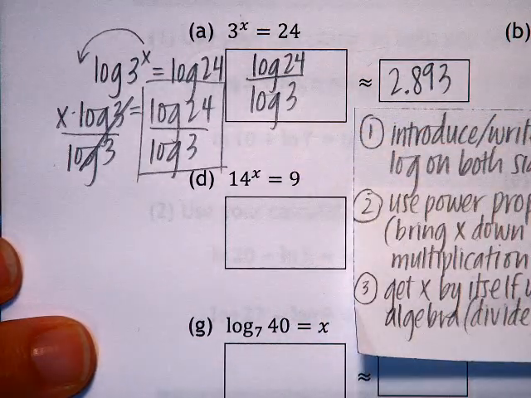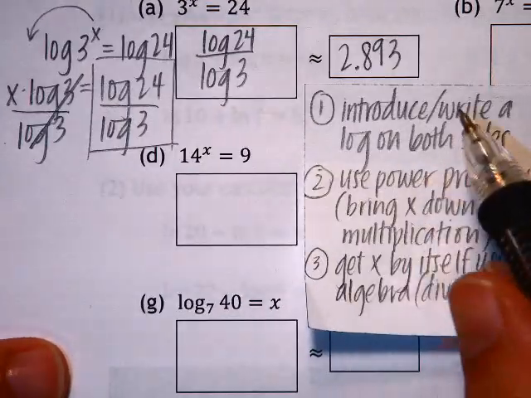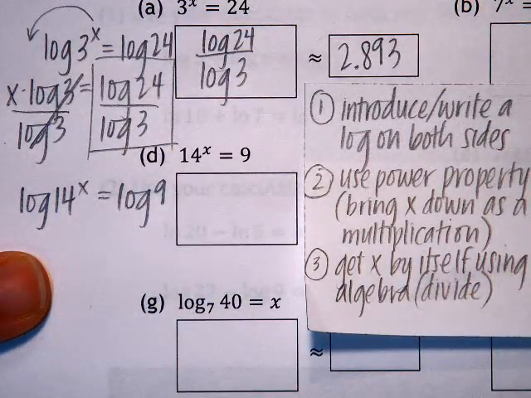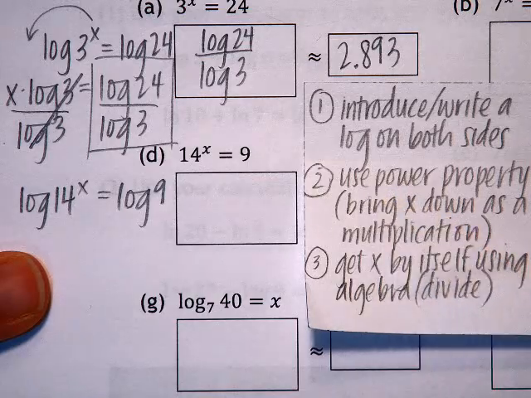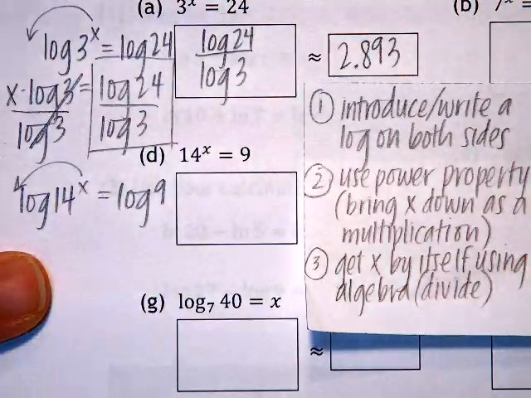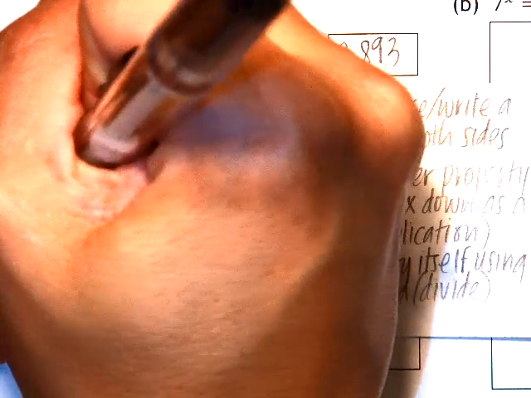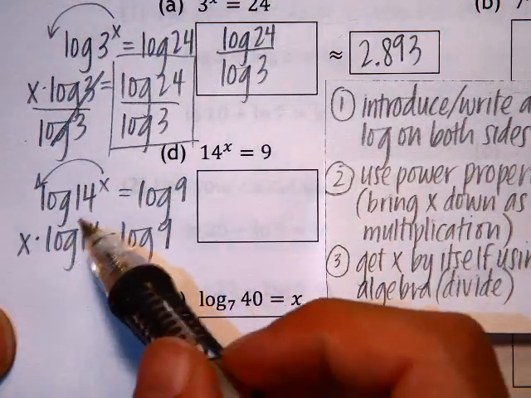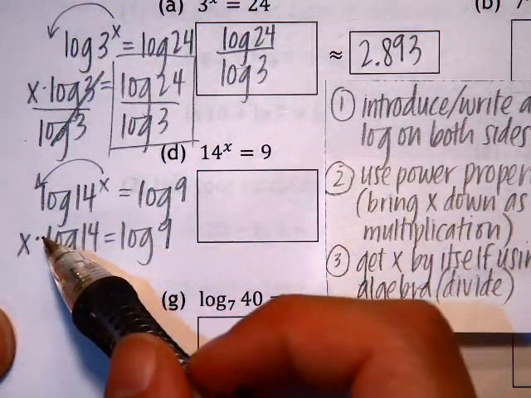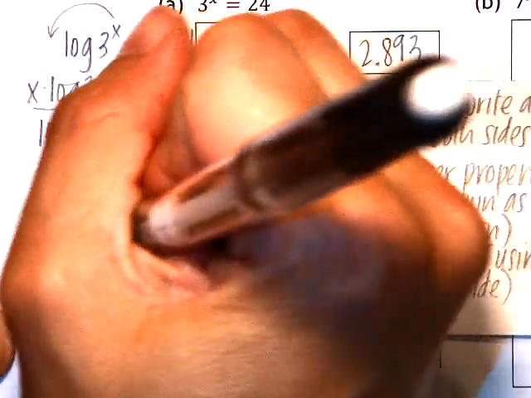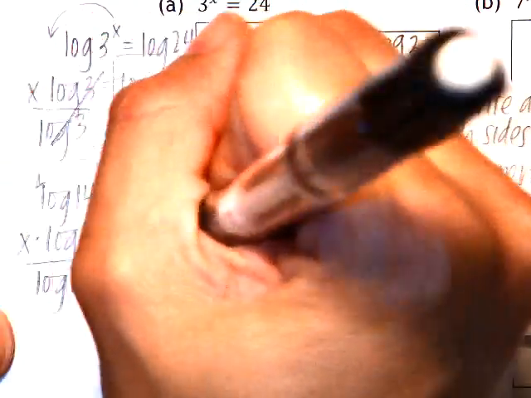14 to the power of x equals 9, same steps. Introduce or write a log on both sides. So I'll have log of 14 to the power of x equals log of 9. Now this problem has a log in it, so I can use the power property, bring x down as a multiplication. Down it goes to the front, so x times log 14 equals log 9. Now it's a multiplication, so I can get x by itself. If x is multiplying, I can divide to get x by itself, same as always.